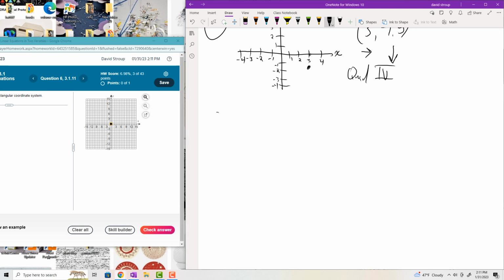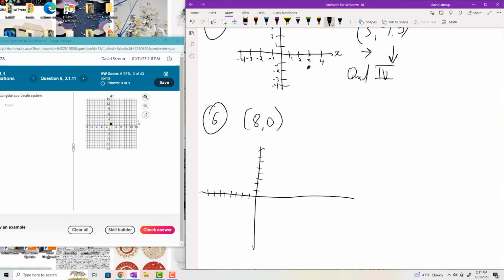So again, I want to plot 8, 0 in the xy plane here, so 1, 2, 3, 4, 5, 6, 7, 8 on each arm. Okay, this is my x-axis, my y-axis. So I'm going to go to the right by 8, and then you don't move at all in the vertical direction. So I go 1, 2, 3, 4, 5, 6, 7, 8, and then you just stay right there. Okay, and it's on the x-axis.